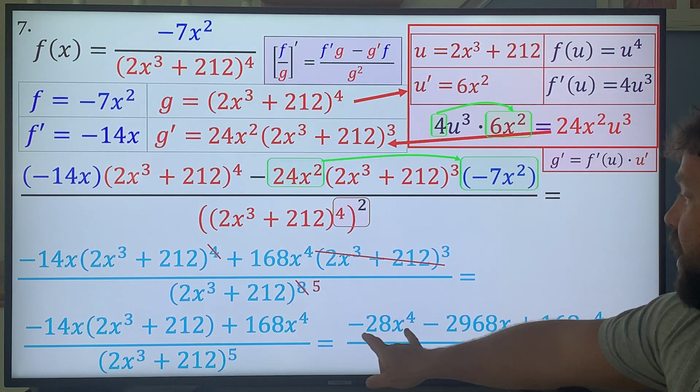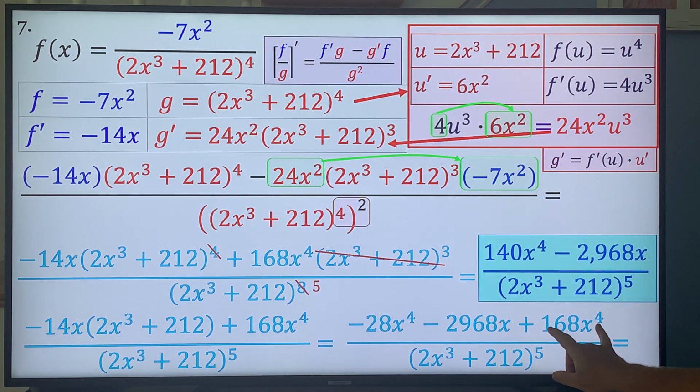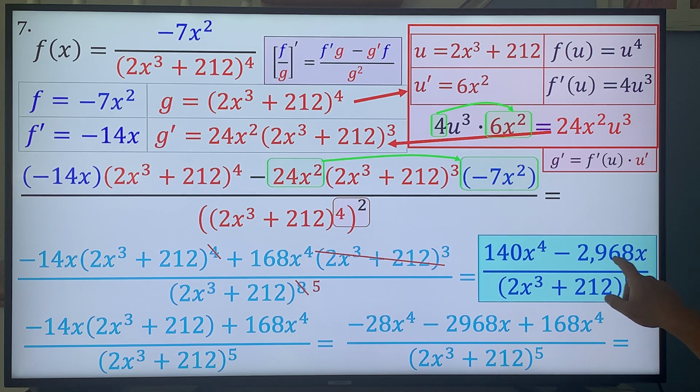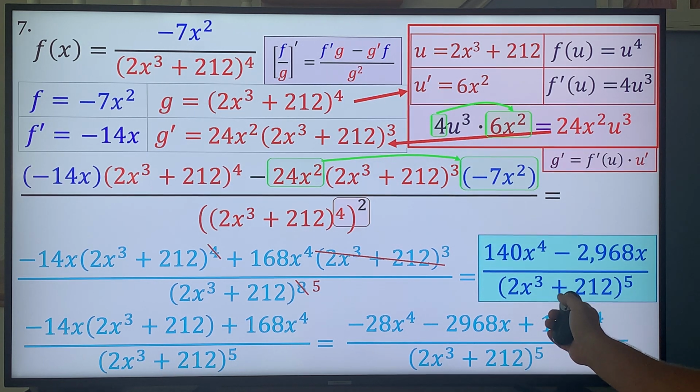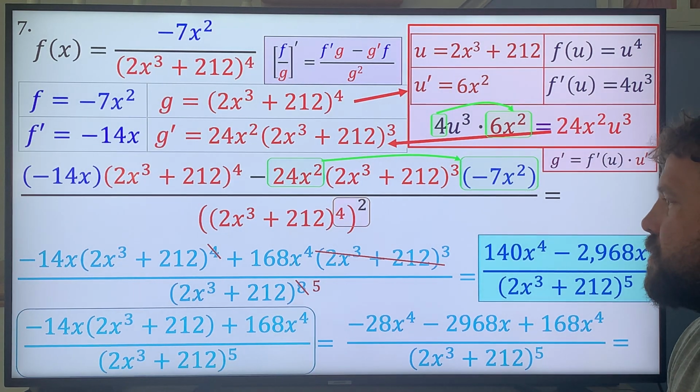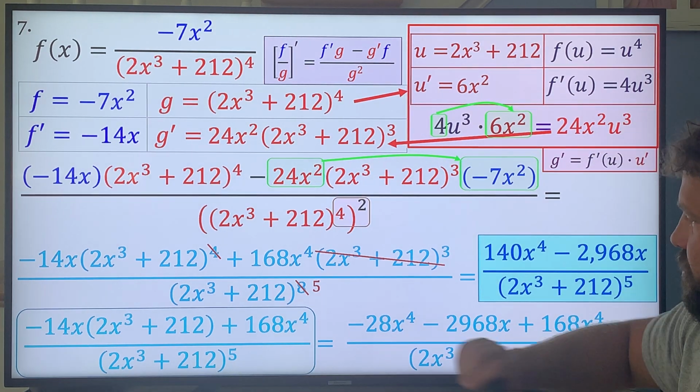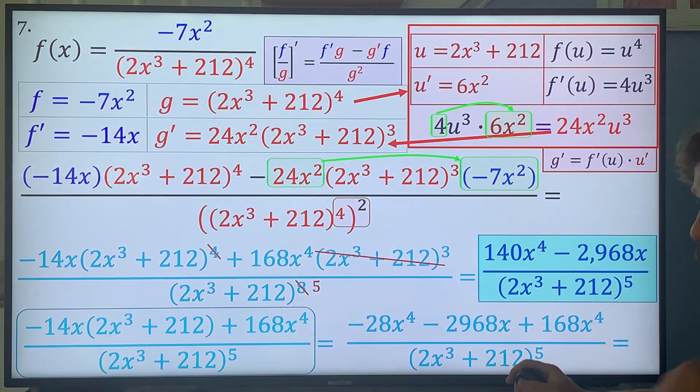Well, why stop, right? We have a negative 28x to the fourth and a positive 168x to the fourth. 168 minus 28 is 140x to the fourth minus 2,968x over this to the fifth. All right? See? Easy, easy, easy. You can take numbers out of the top and bottom still, but that's good. If you left it in this form, you'd be okay. This makes it a little nicer though. All right?